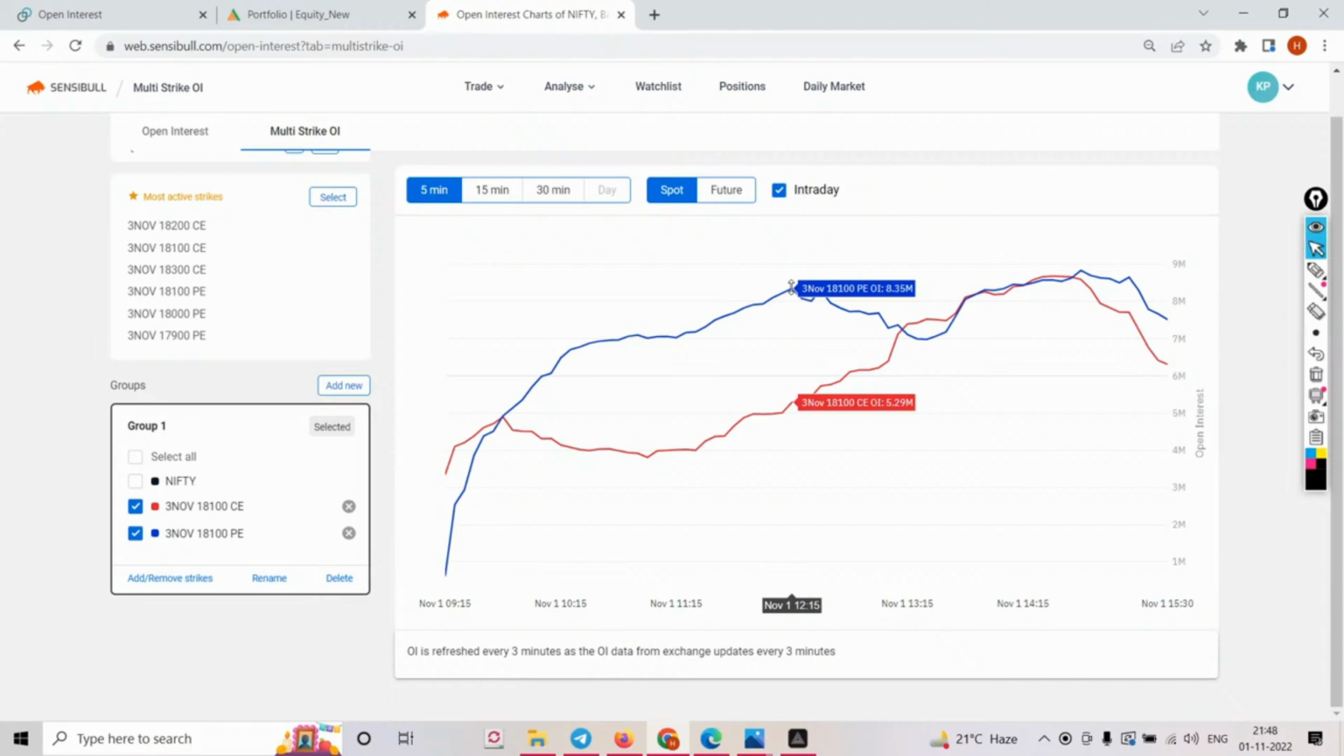That means ideally, whenever there is an at the money, the market was bullish, maybe sideways to bullish, because that clearly shows when we started the day at 9:15, call is on the top and put is on the bottom, based on yesterday's open interest.